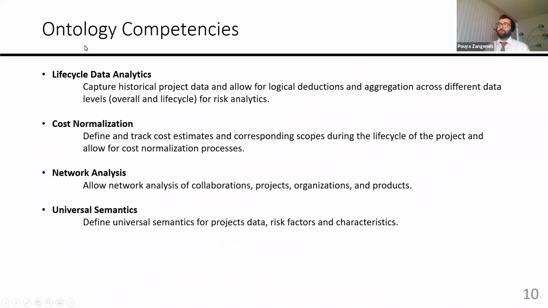Now, dealing with ontologies, generally, you have to start with identifying what you want this ontology to do for you. Mainly, we were concerned with identifying a way that we can normalize cost data. For most of you familiar with the research within the projects domain, the idea of comparing cost is a very, very important thing. Usually the projects are done in different parts of the world with different escalation and inflation and exchange rates. So that was the main idea, but alongside it, we wanted to codify those risk characteristics, try to come up with universal definitions for them, and as well try to do some network analysis. So these are essentially our main ontology competencies that we went into the problem with.